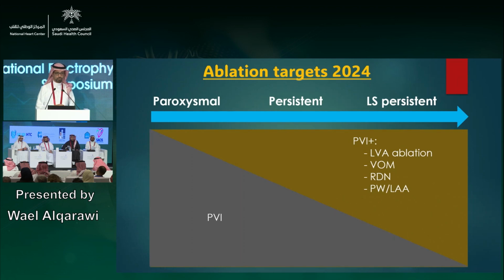So with that, if I want to summarize what we understand about targets in 2024, it appears that triggers are an important part in paroxysmal, and perhaps PVI is good enough, although it's not ideal, but good enough to be the starting point. As you progress to more persistent and long-standing persistent, PVI is not enough. There are 4 potential targets for ablation. These are low voltage area ablation, vein of Marshall ablation, renal denervation, and maybe posterior wall or left atrial appendage isolation, but more evidence will be needed to know when, how, and how many we need to do.